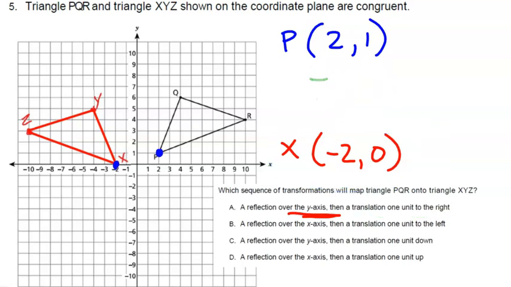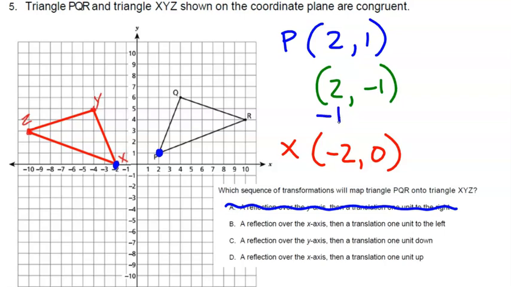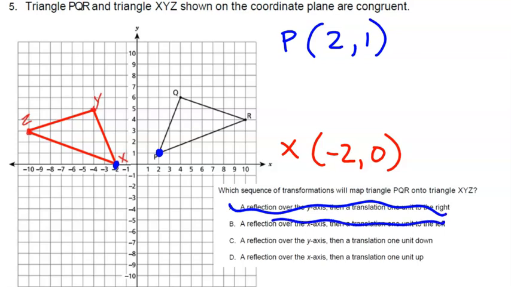So I'm going to cross off option A because that did not work. So I'm going to try option B, reflect over the x-axis and then translate 1 to the left. When you reflect over the x-axis, you change the sign of y, and then if I move 1 unit to the left, I would get not this number. So I'm going to cross off option B as well.